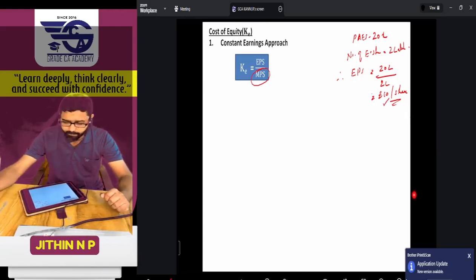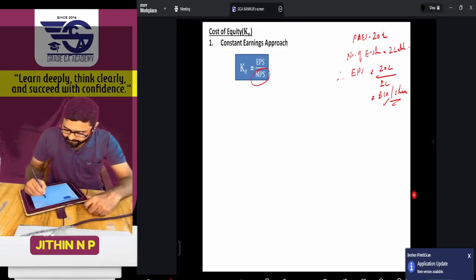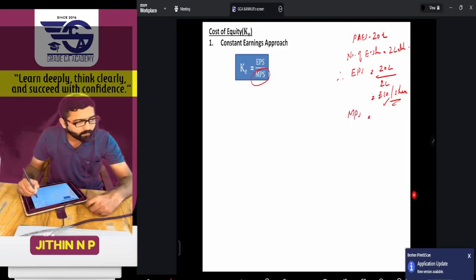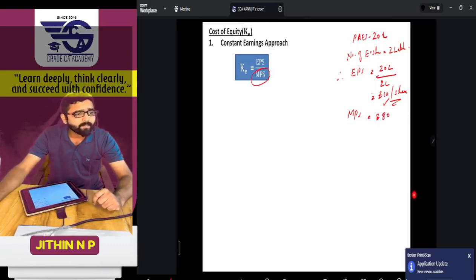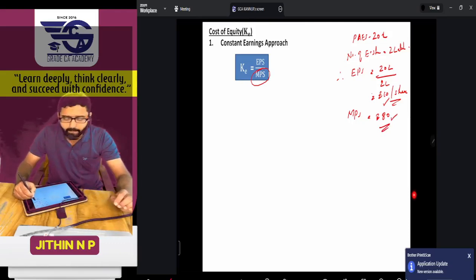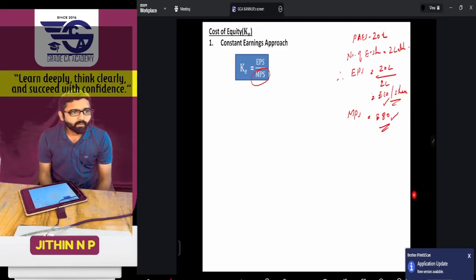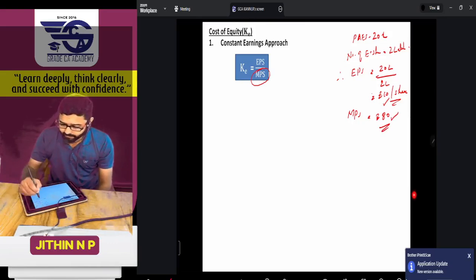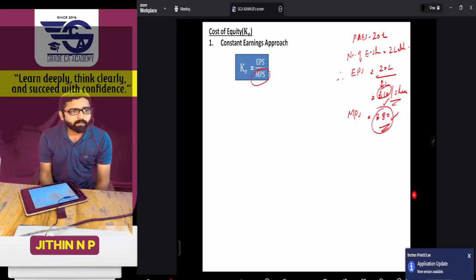Suppose the market price of one share of this company is rupees 80. An investor can purchase one share by paying rupees 80. For the investment, he can get a return of rupees 10. For one share, earnings per share is rupees 10.